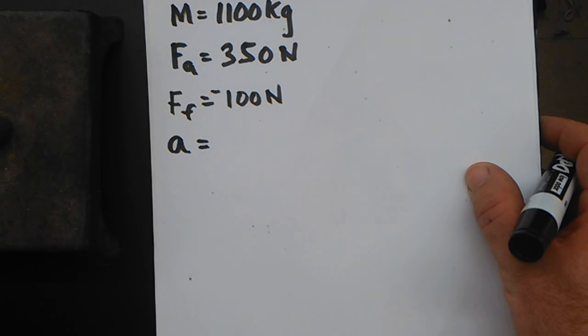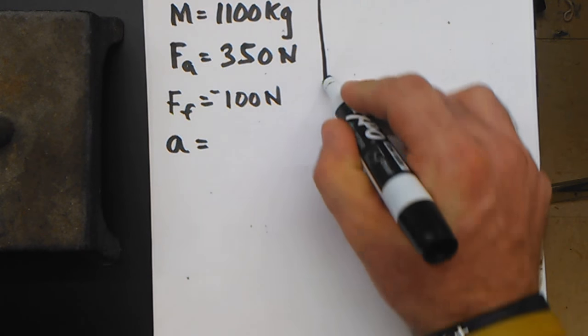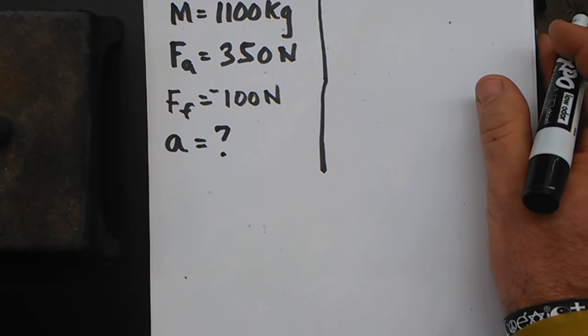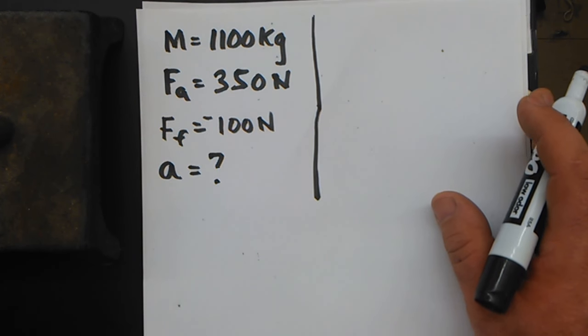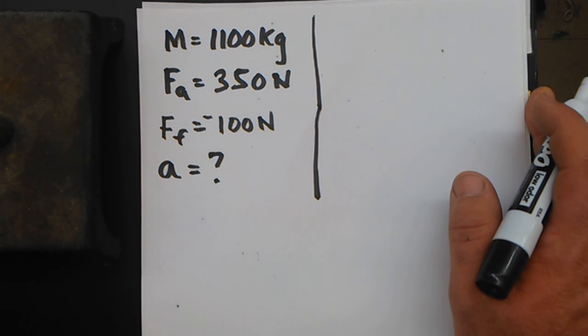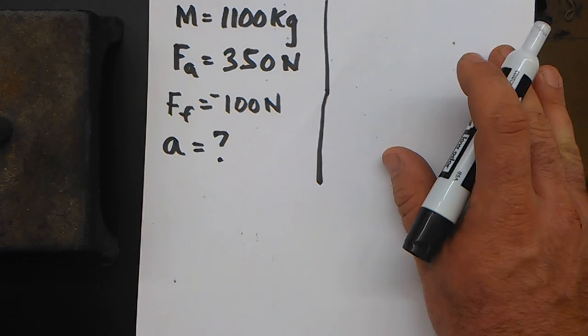So at this point, what you want to do is solve for acceleration by using the information that I've given you. At this point, you can pause the video to see if you can hash out the problem. If not, I'm going to continue and solve this with you.